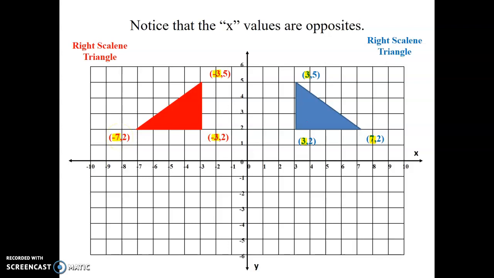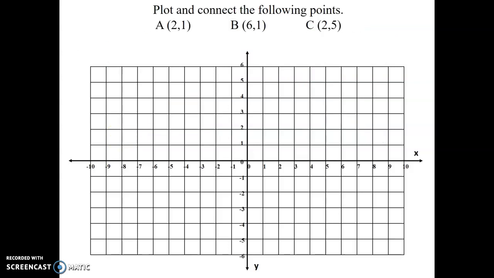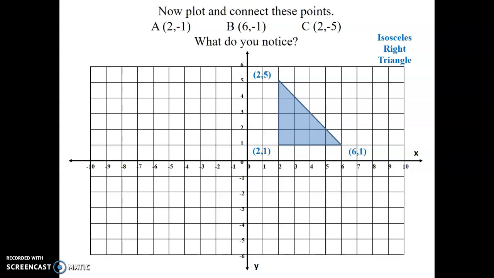Let's look at another problem. Go ahead and connect these points on a coordinate plane in your composition books. Okay, let's see how you did. What we've created here is a triangle called a right isosceles triangle. Now, let's plot these points, and as you do, think about what you notice.